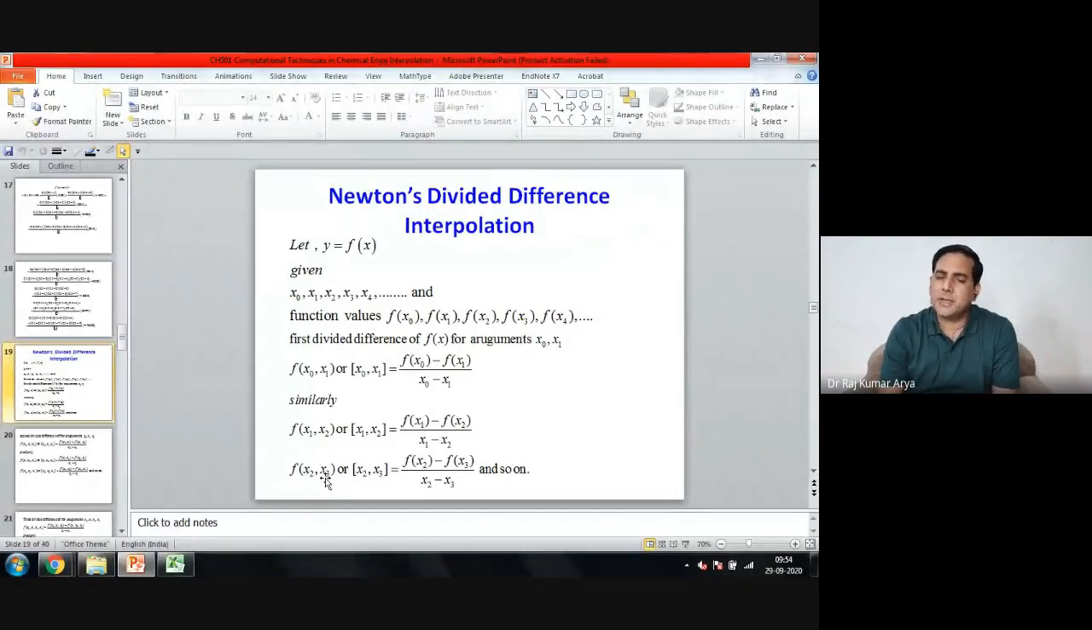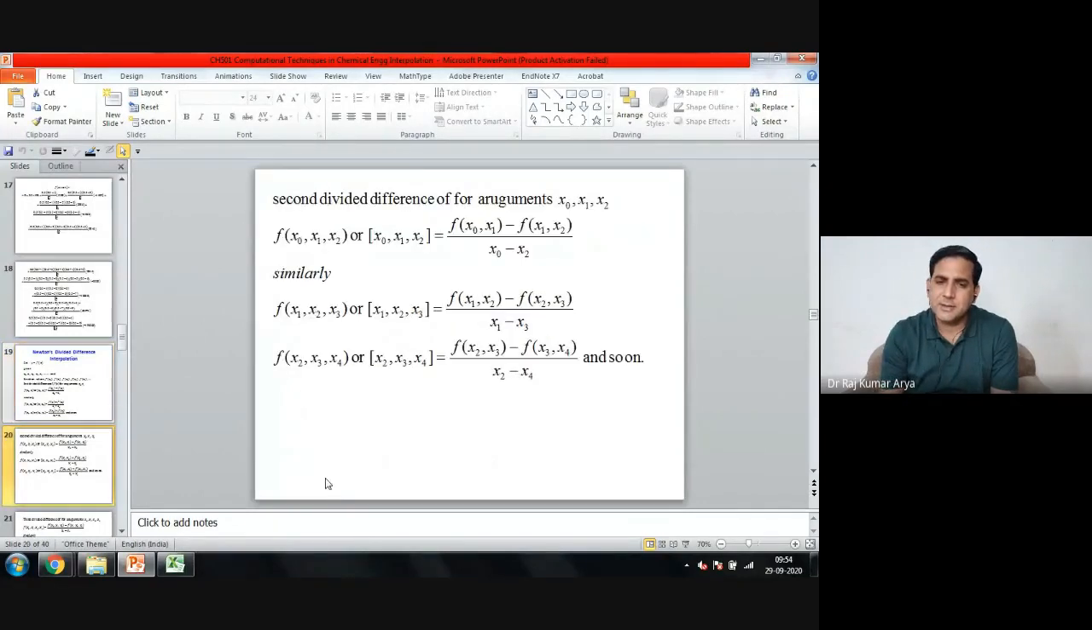Fine. You can calculate with all points. Now let's see what you have next here. Second difference also can be calculated. So first you have calculated the first derivative. You can calculate also the second derivative or second difference here. So the second difference also would need your 3 points now.